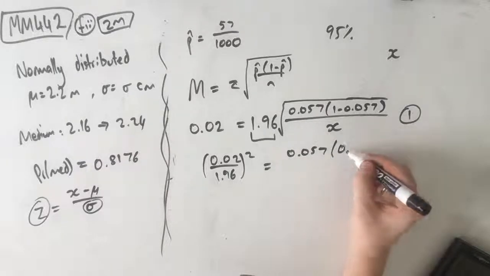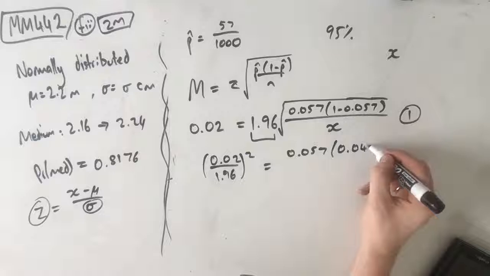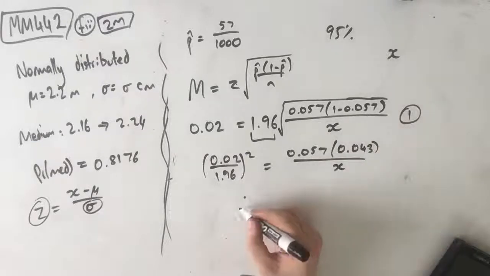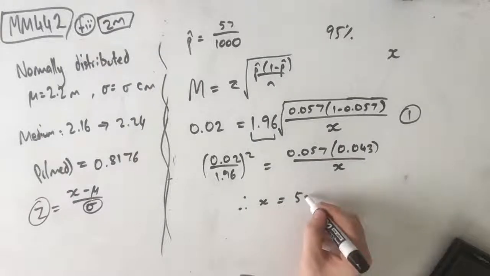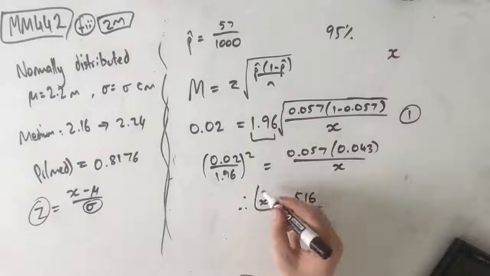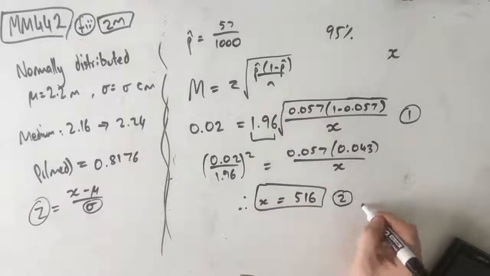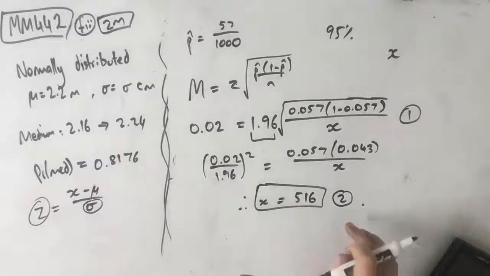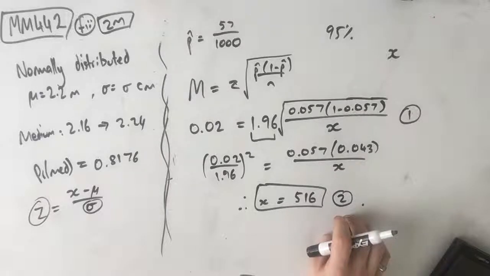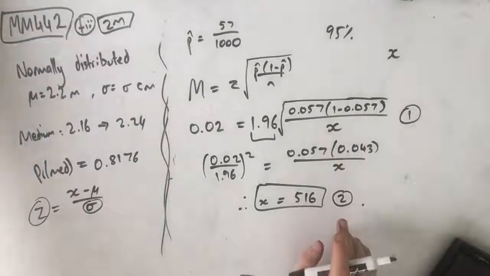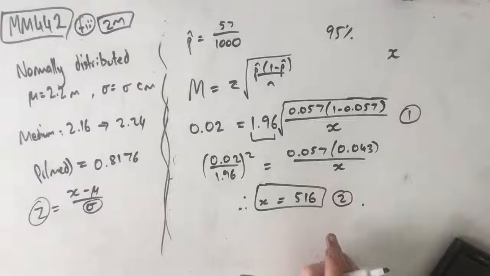0.057 outside of 0.043 over x. And then solving this for x, we would get 516, which is closest to the nearest integer, which is exactly what we need because the question asks us for that. Guys, this is our second and final mark for part FII, and that actually wraps up, does it? Yes, that actually wraps up MM442.